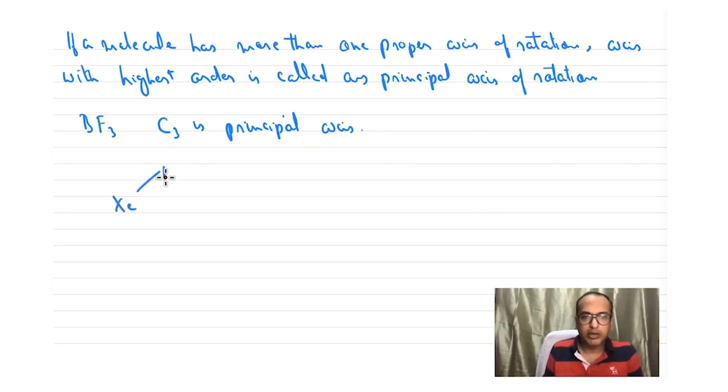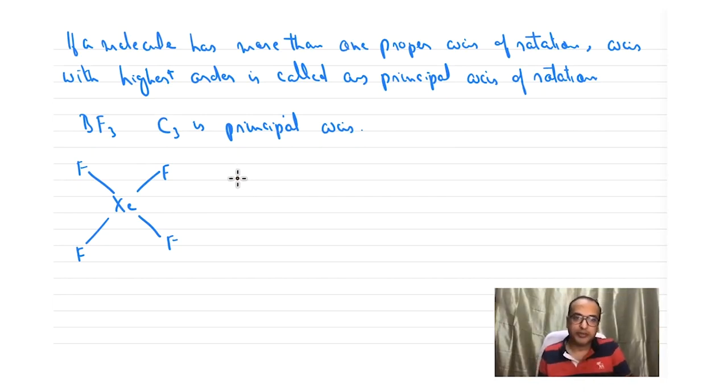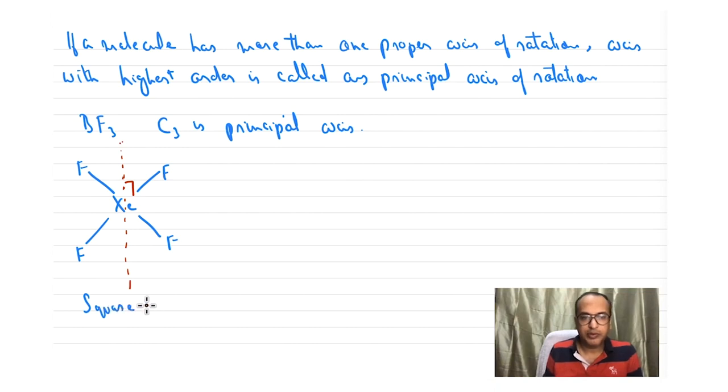So let's go to square planar XeF4. So what all axes will it have? So it will have, let's say, one axis which is perpendicular to the plane of the board. So this is perpendicular to the plane. Also this is a square planar. So which is perpendicular to the plane of the board, this will be a C4 axis, right? Collinear to C4, there would also be a C2 axis.